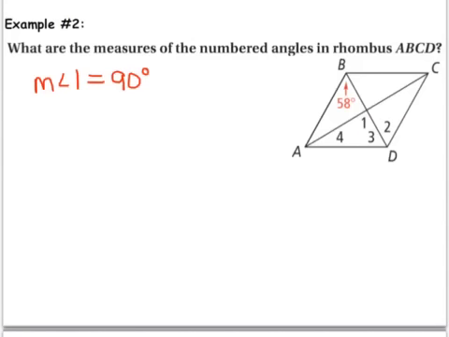We know since it is a parallelogram, because a rhombus is a special case of a parallelogram, that all of angle B is going to be equal to all of angle D. And we also know that the angles are going to be bisected. So we do know that angle 3 and angle 2 are going to be equal to 58 degrees. So the measure of angle 2 is 58 degrees. And the measure of angle 3 is equal to 58 degrees.